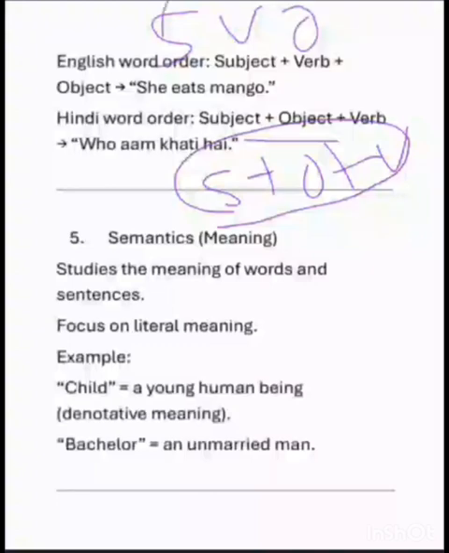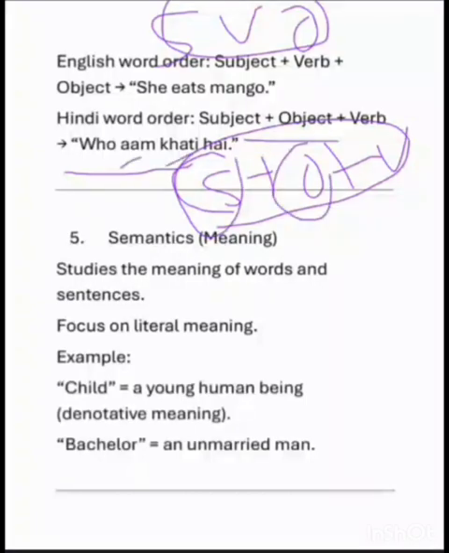For example, in Hindi we say "वो आम खाता है." वो is our subject, आम is our object, and खाता है is our verb. Whereas in English, "She eats a mango": she is our subject, eats is our verb. So the verb comes before the object in English, whereas in Hindi the object comes before the verb. So syntax deals with the structure of sentences within a language.